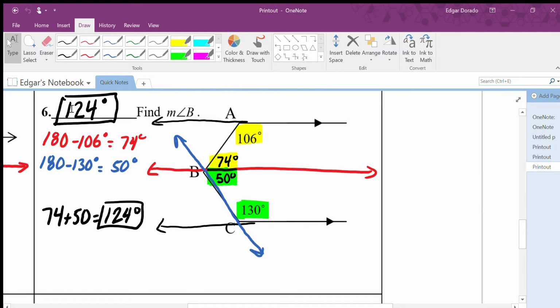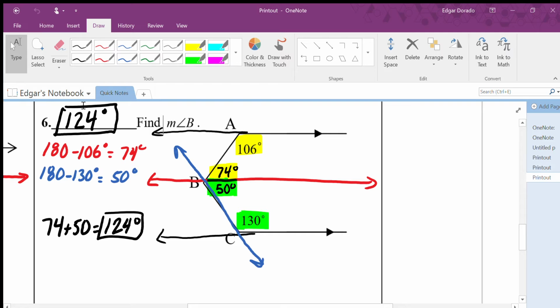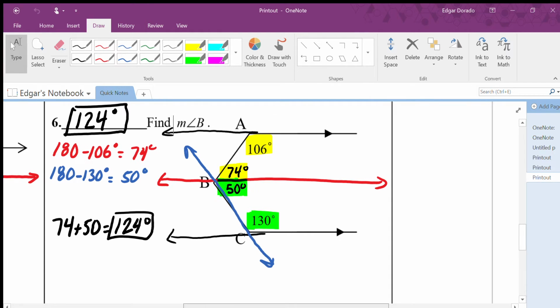Hey guys, sorry about that. My battery actually ran out and it cut off my video. But we were just going over the last 4 problems here on the Crook Problems notes.